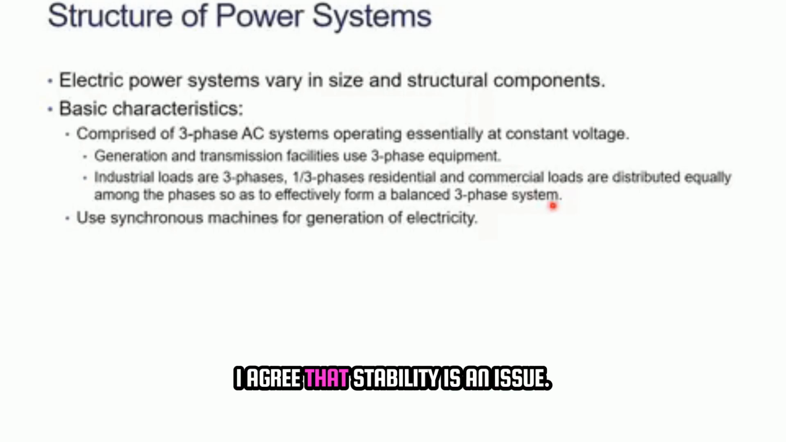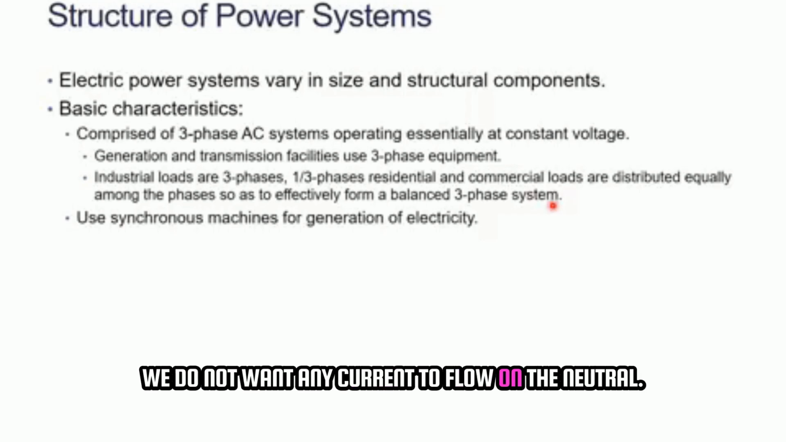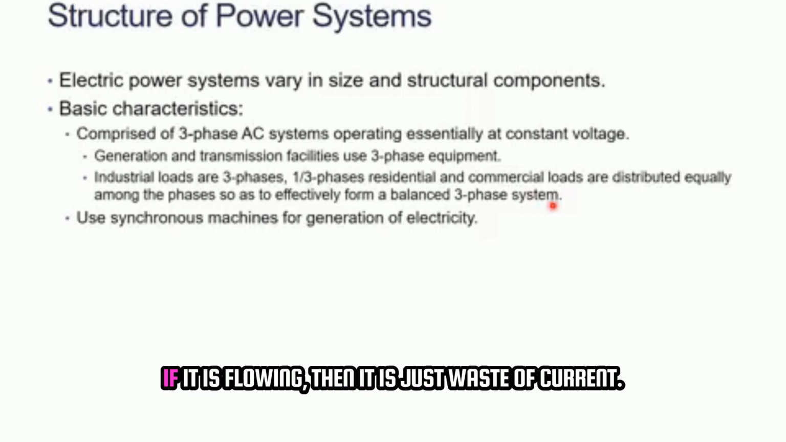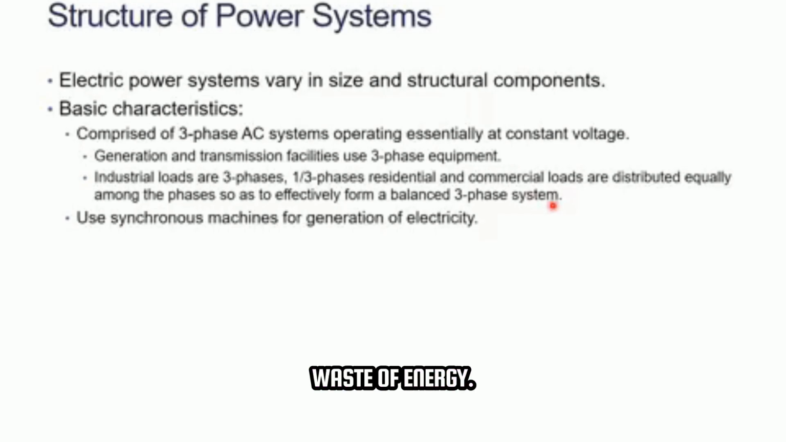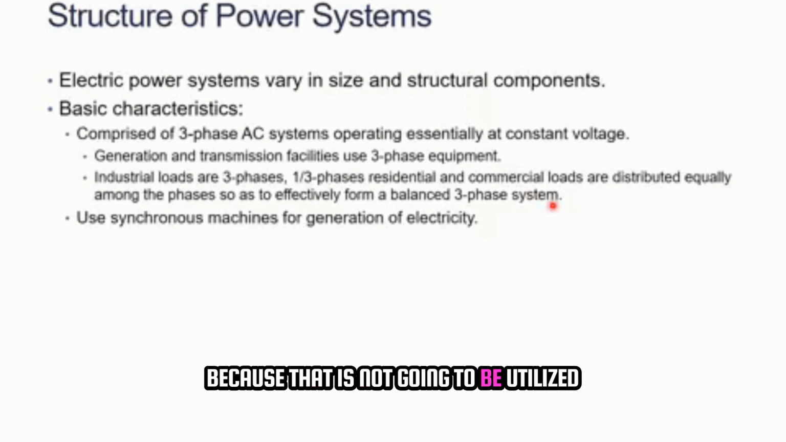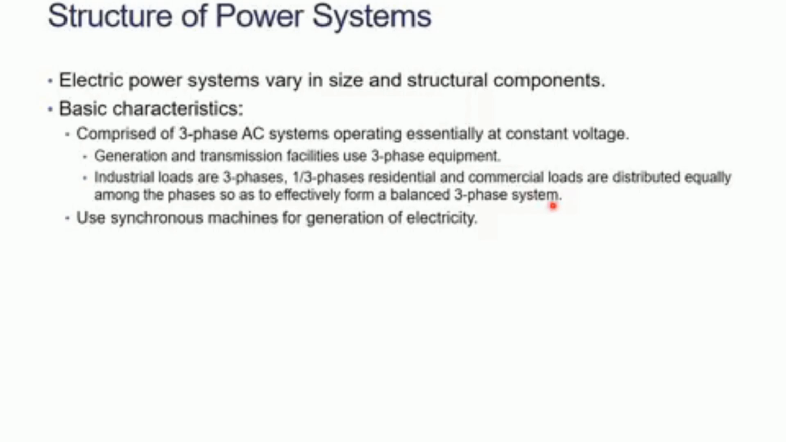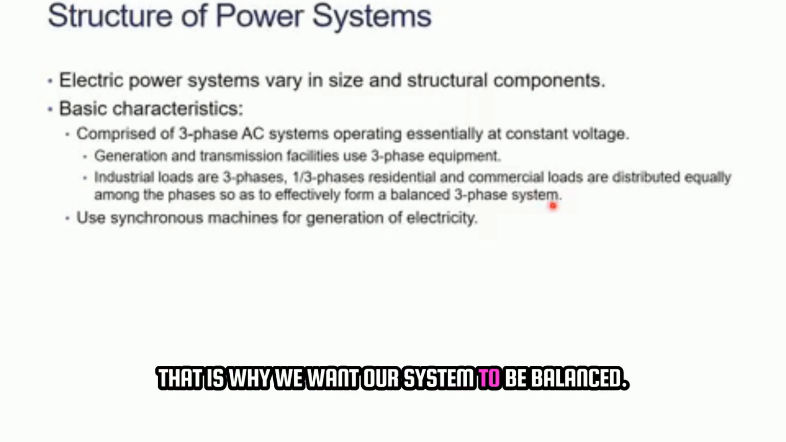I agree that stability is an issue, quality is definitely an issue. Different voltages will be there, different current will be there. I agree on all these three points, but the only thing is that we have to avoid that circulating current. We do not want any current to flow on the neutral, right? If it is flowing, then it is just a waste of current, right? Waste of energy, because that is not going to be utilized in any of the appliances or equipment. That's why we want our system to be balanced.